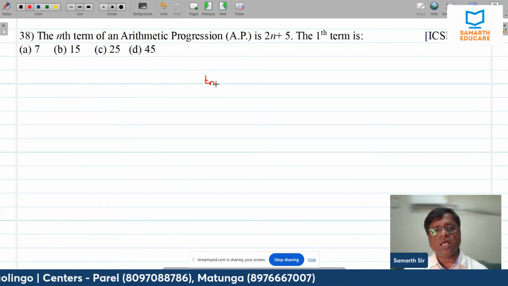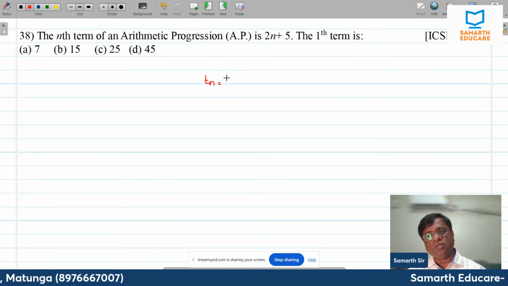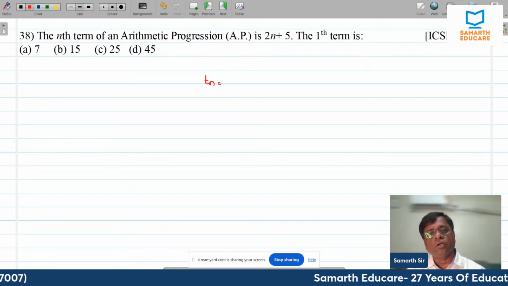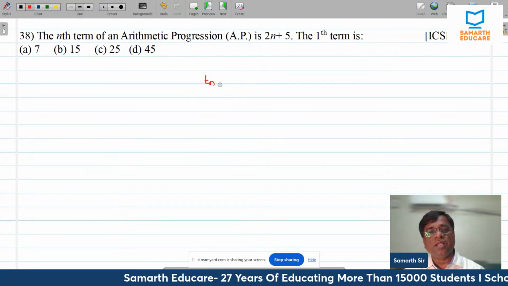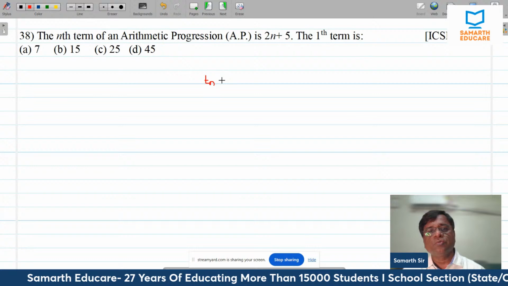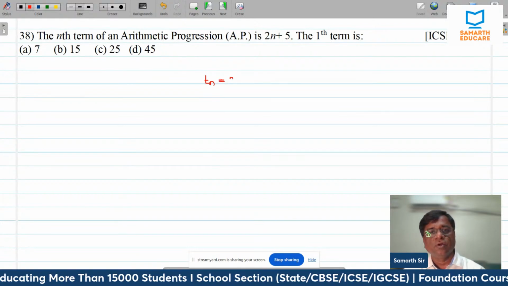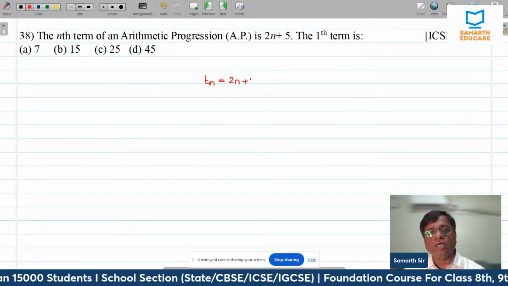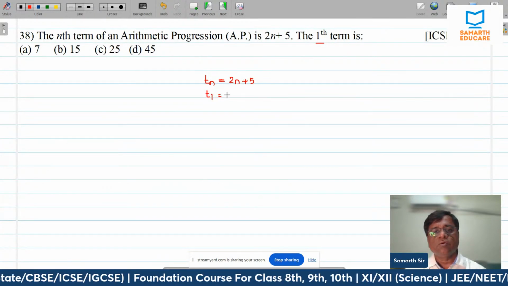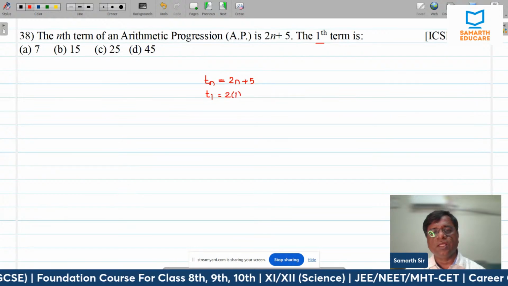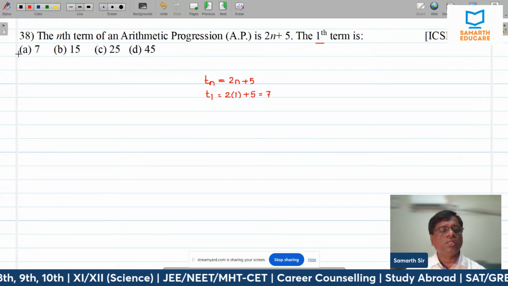Always remember one thing. They are not going to look for the calculation part, but at the same time I recommend that whatever rough work is to be done, we always do it on the same page itself. So Tn is given to you as 2n plus 5. He is looking for the first term. That means T1 is equal to 2, and wherever there is n, we write 1, plus 5, and that is equal to 7. Now if you look at it, this is the answer.